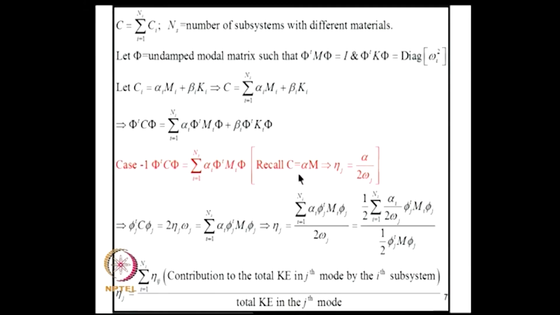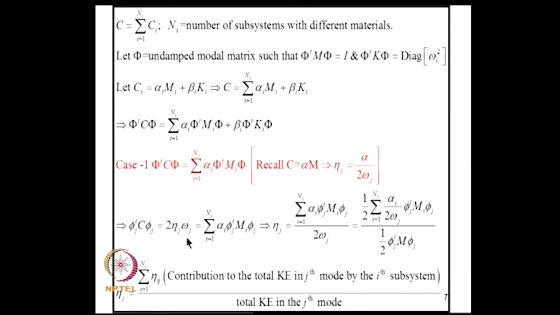Now, if you recall, if C were to be alpha m in Rayleigh's proportional damping model, the damping ratio for the jth mode is given by alpha by 2 omega j. Now, alpha is the only free parameter. Now, let us consider phi transpose C phi. This I will write as 2 eta j omega j. I am assuming that this is diagonal.